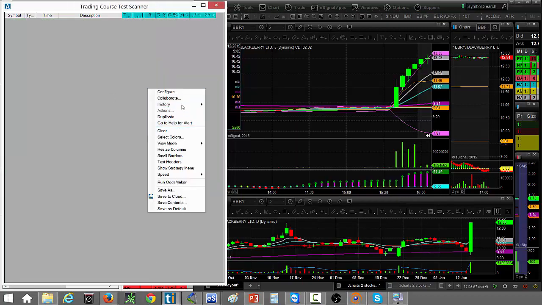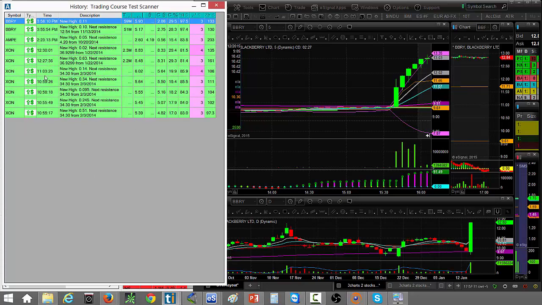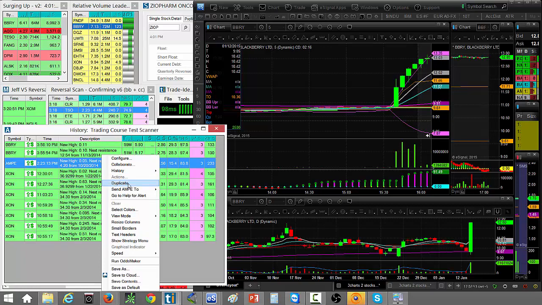So this is now going to get a little bit more refined. Now we only have XON and AMPE and BlackBerry. Okay, so let's just say I like the look of this. I want to make one for bottom bounces. Right click and go to duplicate.